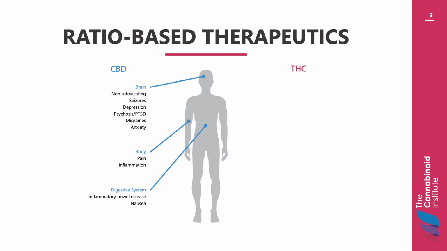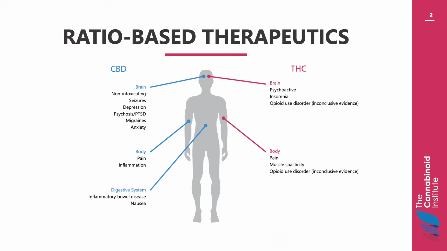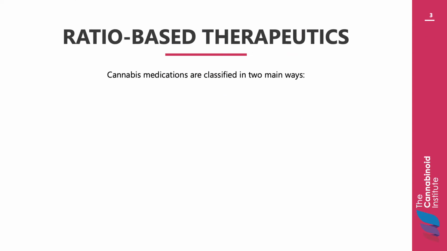THC does produce intoxication, especially at higher doses, but has been shown to be effective for muscle spasticity, low appetite, insomnia, pain, nausea, and has a potential role in opioid use disorder. For a more detailed look at the individual activity of these cannabinoids, please refer to the Cannabis Plant, a Clinical Perspective module. Cannabis medications are typically labeled and classified in one of two ways.